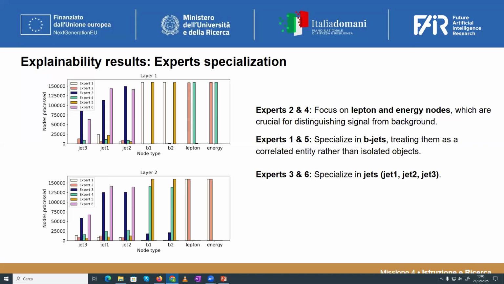And it is really cool because our mixture of experts is able to recognize some characteristics of the physics. For example, they specialize on the same type of particle, like jet, widget, and then lepton and energy that are connected in a certain way. And so it gives some insight into the model, and it confirms that this model works well and is learning something that is physically meaningful.